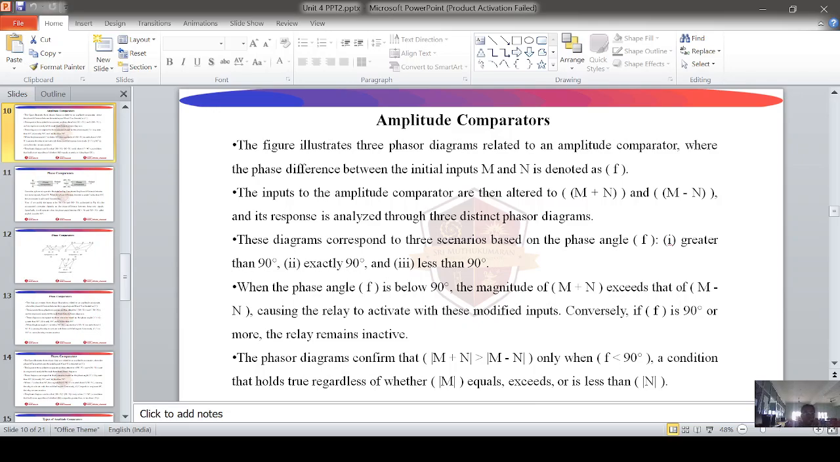Amplitude comparator working: the comparator operates when M is greater than N. After modification, it compares M plus N and M minus N. The relay operates if M plus N is greater than M minus N. This condition depends on the phase angle between the inputs.